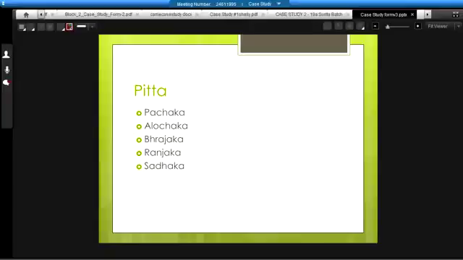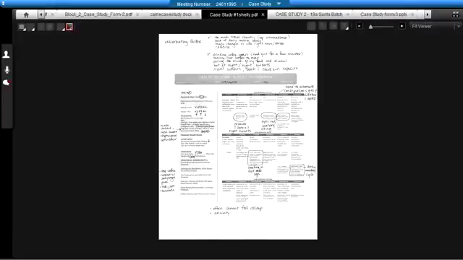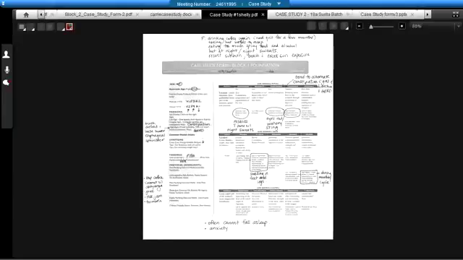Pitta as well, do the same thing. Go back to that form and look at all the sub-doshas for Pitta. And we discussed some of them in that previous slide, but you're going to want to address their Pachak Pitta, Alochak, Bhrajak, Ranjak, and Sadhak Pitta. And there are many, many ways of assessing these forms of Pitta, and your lecture so far will outline how to do this.